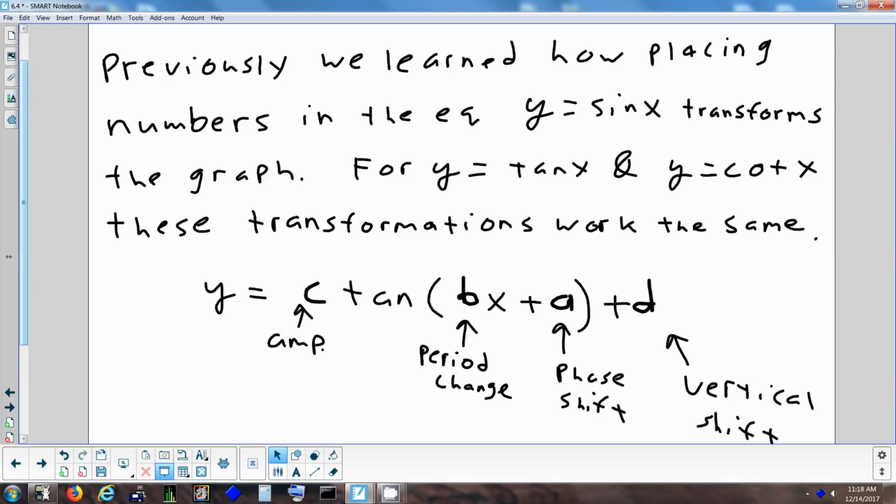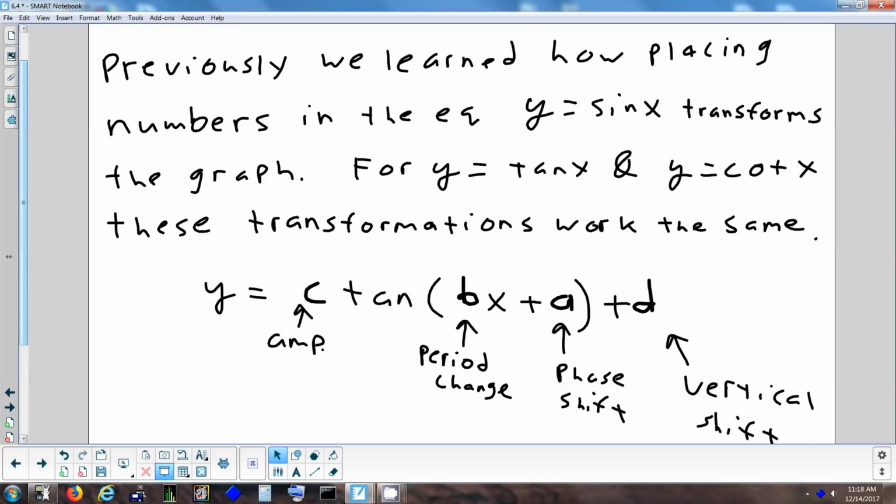Remember, A and B do the opposite of what you would expect. If you put a plus for A, it shifts left. If you put a minus A, it shifts right. Big number for B compresses the graph. Small number for B makes it bigger.